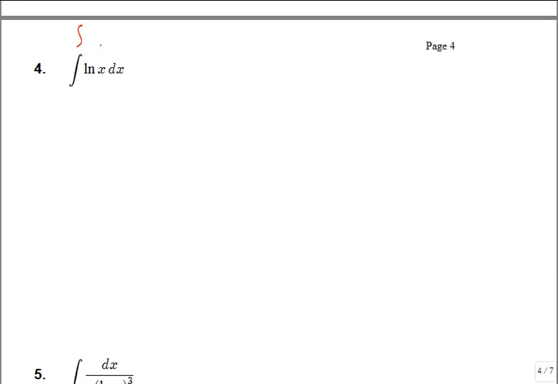So this is supposed to be the integral of u dv. So we need to assign our u and our dv. Now it looks like there's only one function in here, ln of x. So that is actually going to be our u, but that isn't the only reason why you want to choose your u to be the ln of x.